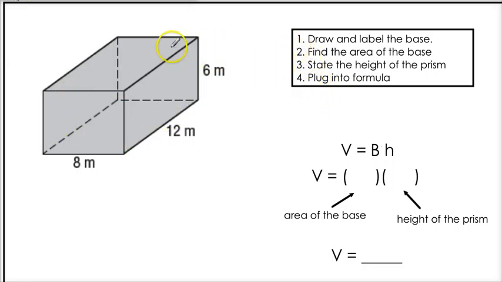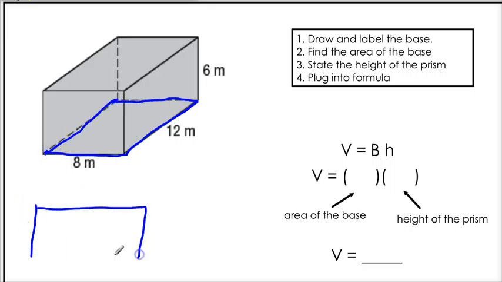So if I wanted to find the volume here, what I'm first going to do is draw and label the base. So if you see here, I have my base right here. See my base? Now that's a rectangle, so I'm just going to draw it again, and you'll see why this is helpful. So I'm going to draw my rectangular base. This side over here is 8. See, the smaller side is 8. And this side over here is 12. All right, and then I'm going to find the area of this base because I need the area for the formula. So 8 times 12 is 96.